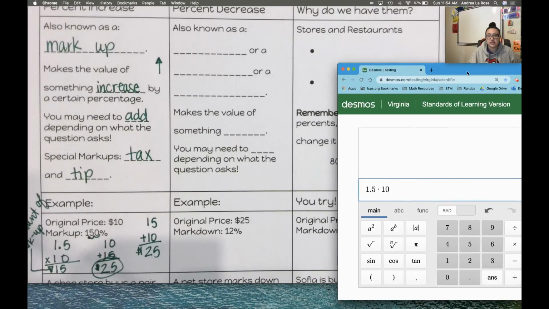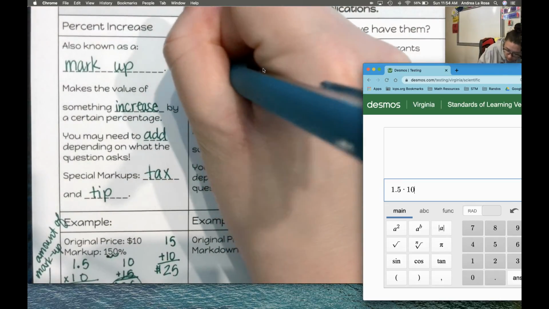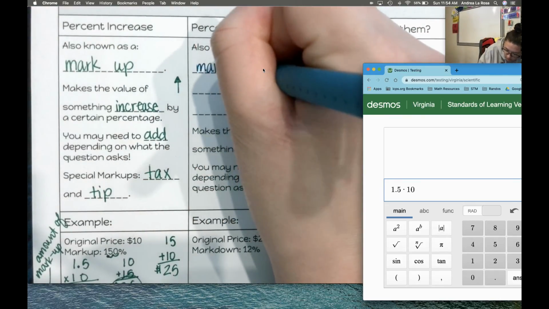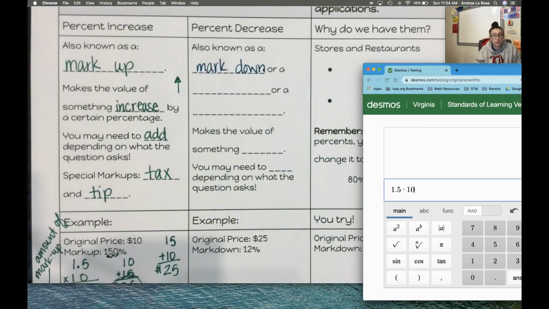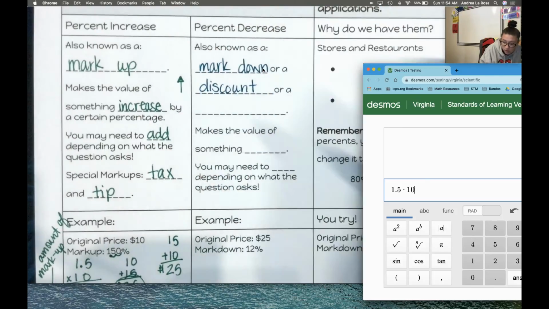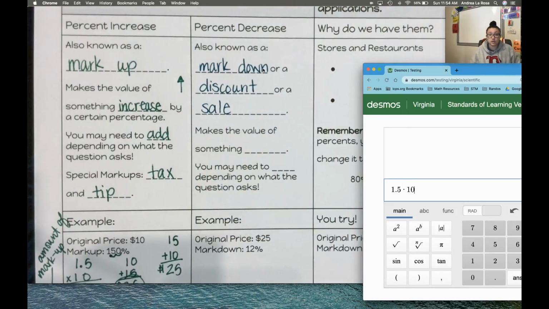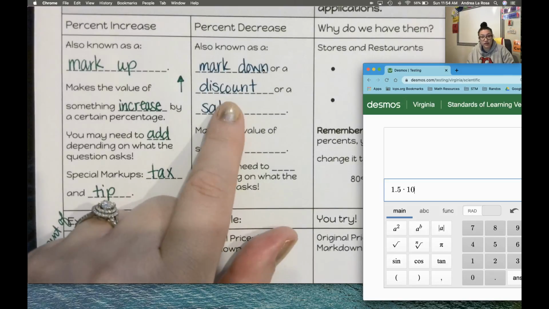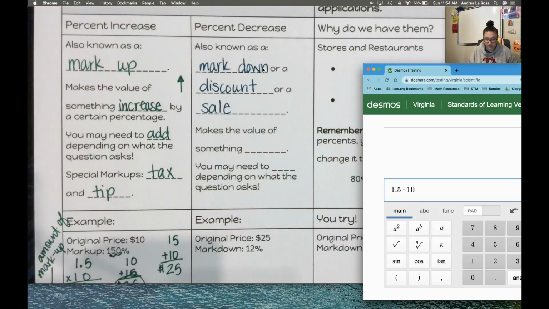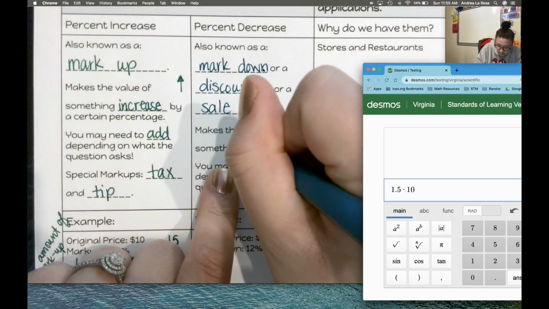Moving on now to percent decrease. Percent decrease is also known as a markdown. You might also hear a markdown called a discount, or you might hear it called a sale. If you go to the grocery store or you go to buy a pair of shoes and it's 20% off, that's a sale, that's a discount. We're going to make the value of something less, or decrease.